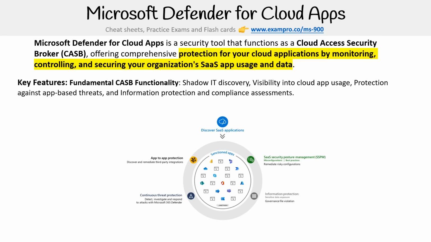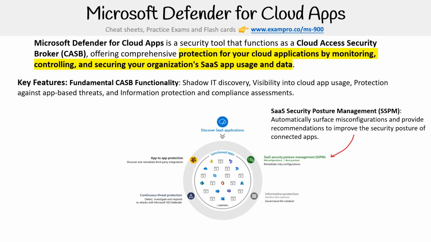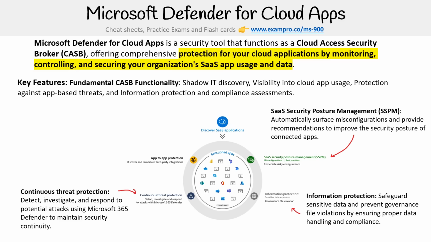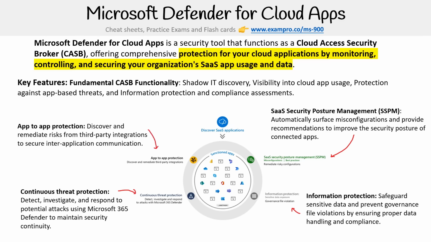This diagram illustrates the process of securing your organization's SaaS applications. It starts with discovering all SaaS applications in use. From there, the focus shifts to protecting these applications by SaaS security posture management: automatically surface misconfigurations and provide recommendations to improve the security posture of connected apps. Information protection: safeguard sensitive data and prevent governance file violations by ensuring proper data handling and compliance. Continuous threat protection: detect, investigate, and respond to potential attacks using Microsoft 365 Defender to maintain security continuity. And app-to-app protection: discover and remediate risks from third-party integrations to secure inter-application communication.